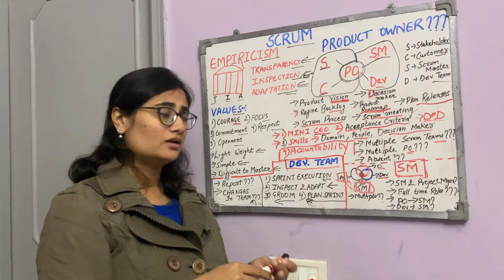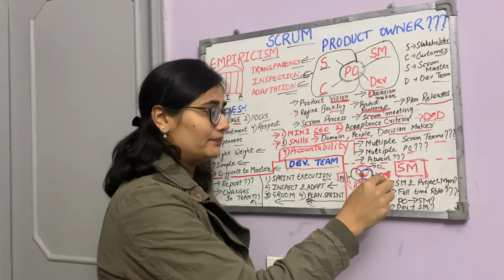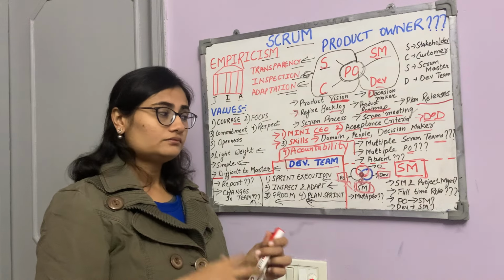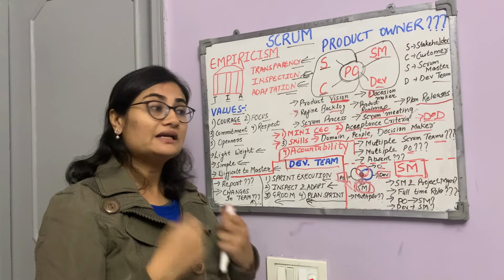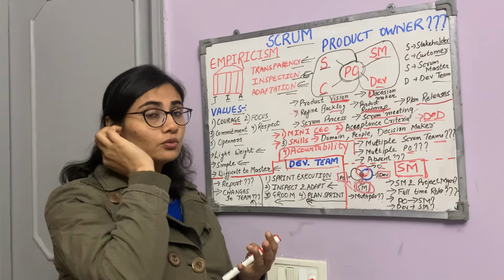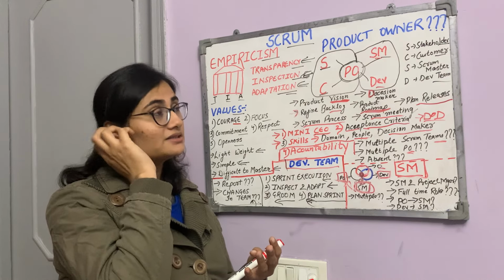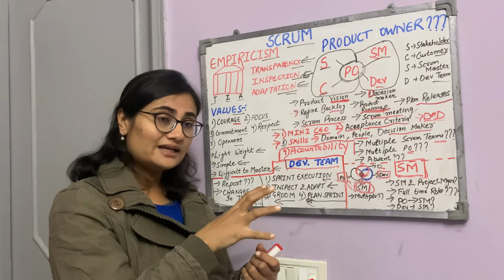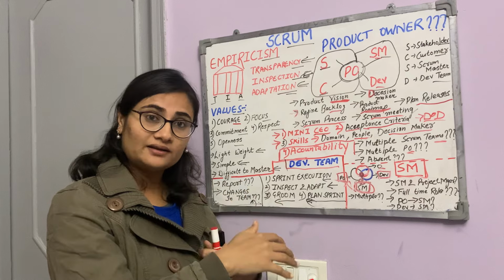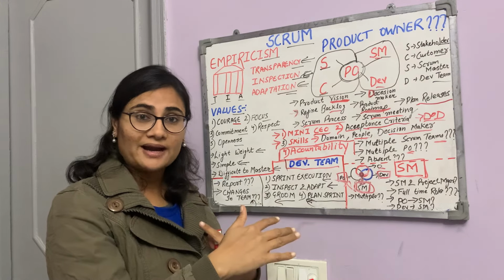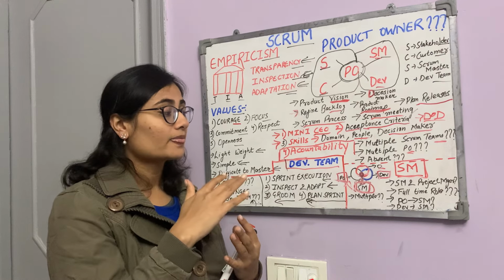The third role which he plays is for the development team. So we know that for the development team, he is the servant leader. In case you want to understand what servant leadership is, please go back and watch our previous videos. So he is the one who is facilitating these scrum meetings. He is removing any impediments which the team is facing.